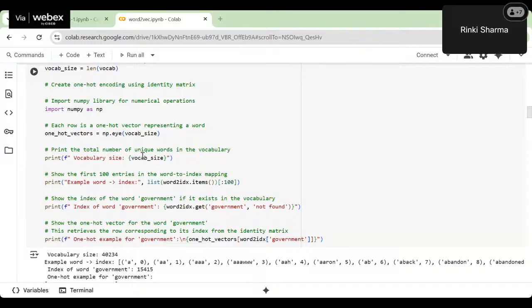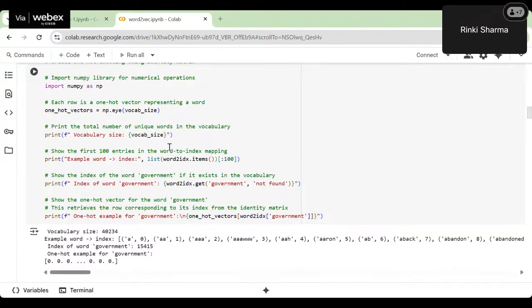As we have already seen, we are left with 56,766 sentences after pre-processing the data. So in those sentences, how many unique words are there? That will be considered as our vocabulary. So we print our vocabulary size, that comes to be 40,234.